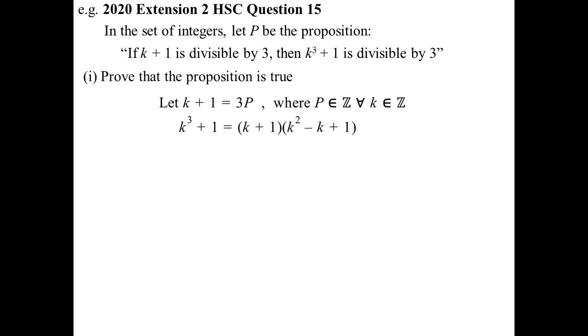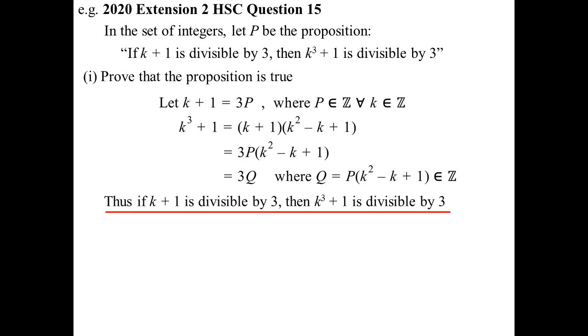Now, k cubed plus 1, we know the factorisation. K plus 1, k squared minus k plus 1. Well, k plus 1, remember I defined it to be 3p. So it's 3p outside of k squared minus k plus 1. So I can write it as 3 times something. It does have a factor of 3. I mean, k squared minus k plus 1 has to be an integer because k is an integer. So thus I have proven that if k plus 1 is divisible by 3, then k cubed plus 1 is divisible by 3. Part 2.